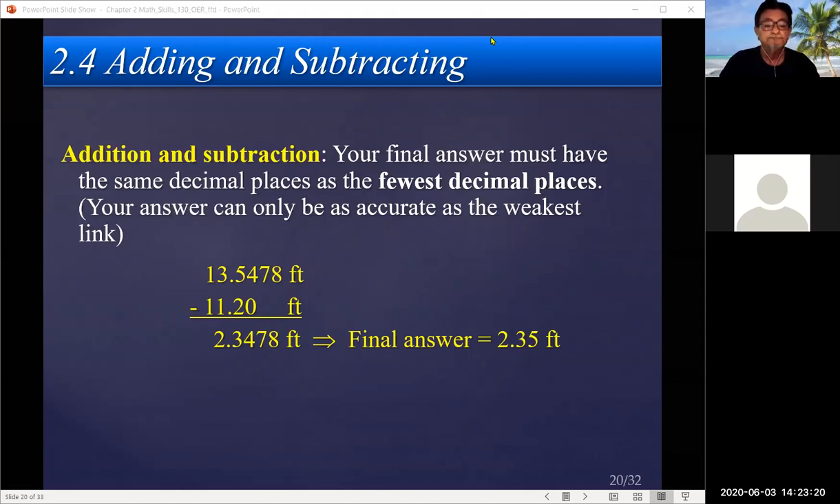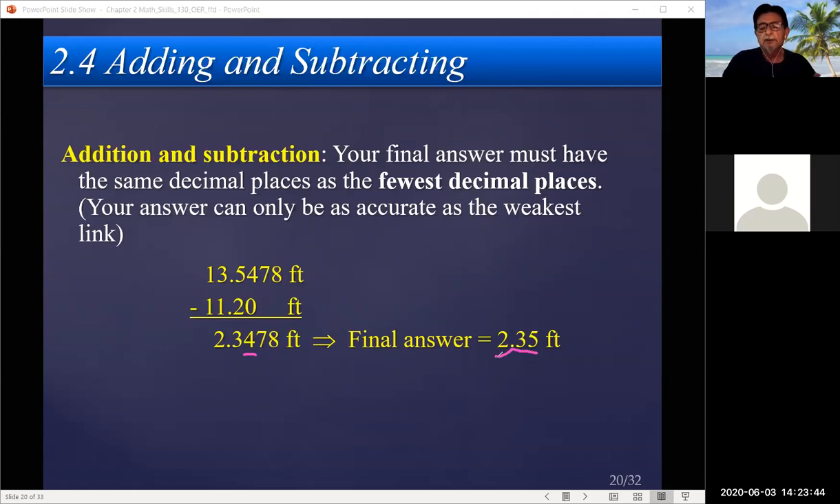And so you would need 2 decimal places. So that means I'm going to have to truncate everything to the right of the 4. And this is where you bring in the rounding rules. Look at the neighbor. The neighbor is greater than 5, therefore that 4 becomes 5. And so our answer is 2.35.